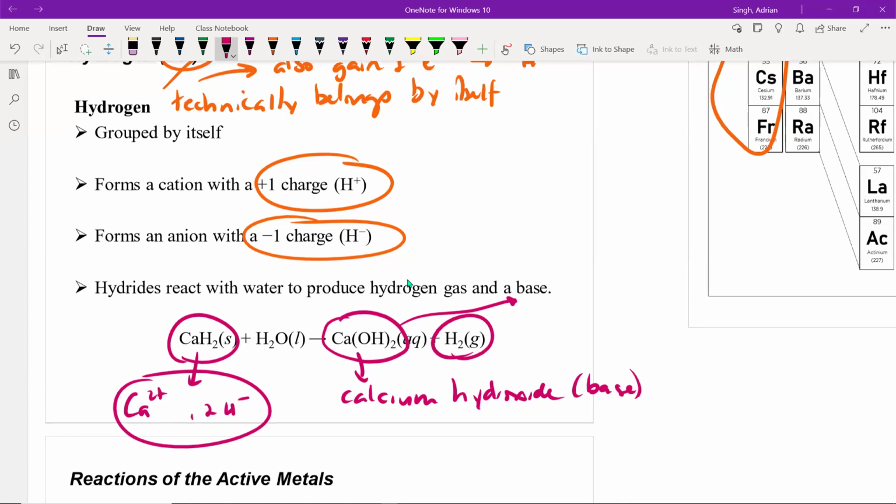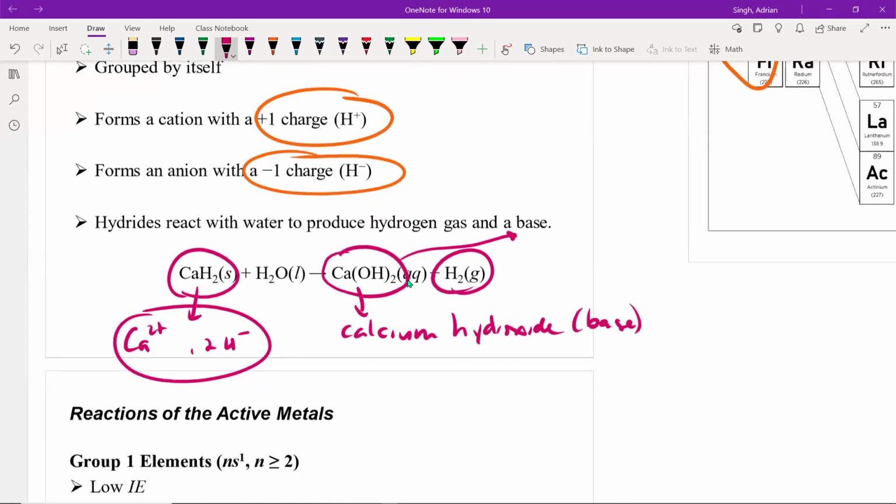Probably, though, the most important compound, the most important substance that has hydrogen in it is the one that we all cannot do without, right? And that would be dihydrogen monoxide, commonly known as water.